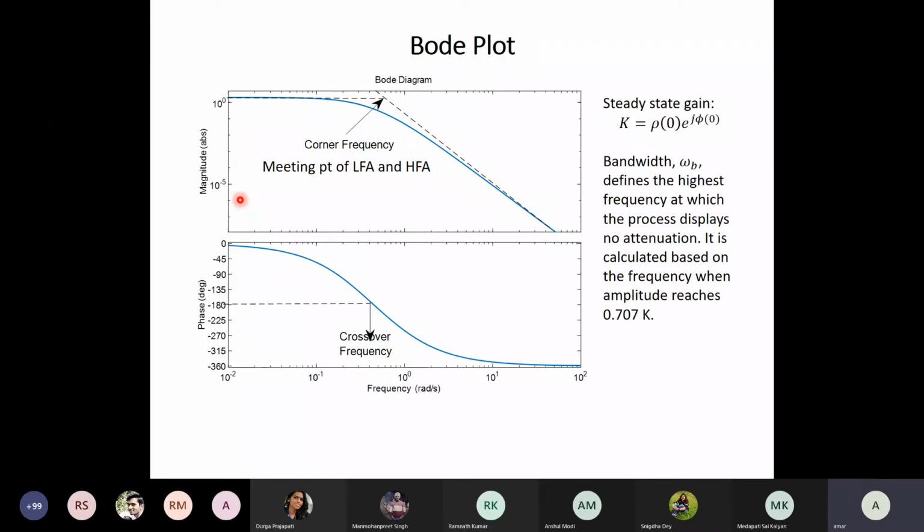And the bandwidth, which is normally used for control system design, the bandwidth is the highest frequency where the process displays no attenuation. That means this line, when it falls off, then at that point is basically the bandwidth. Normally, this bandwidth is calculated based on this gain k by root 2, or 0.707 K.